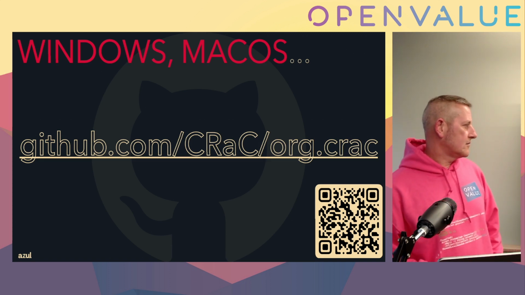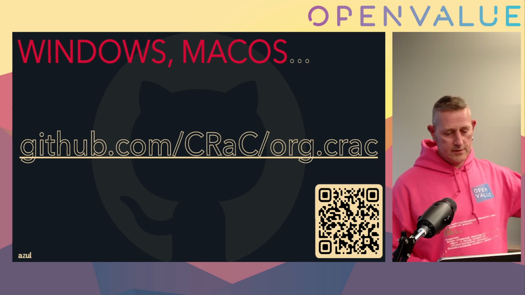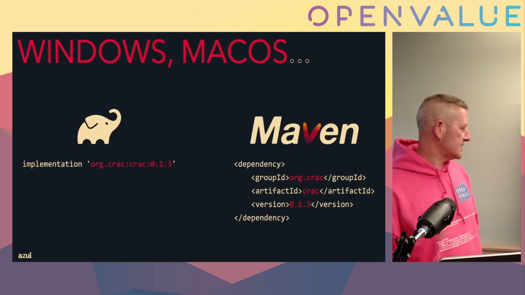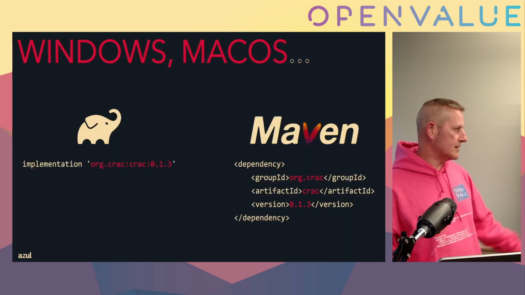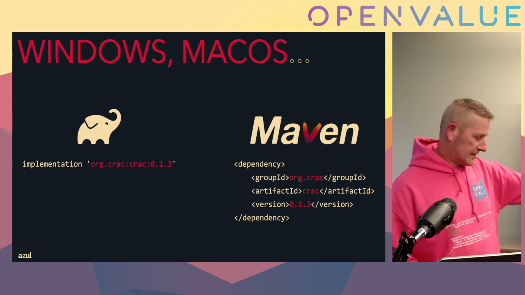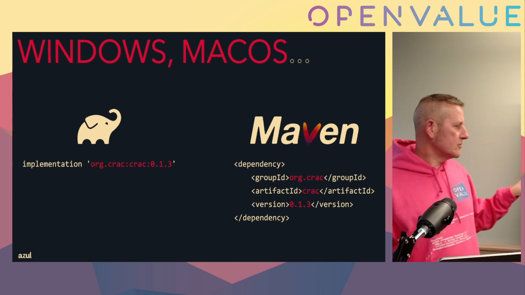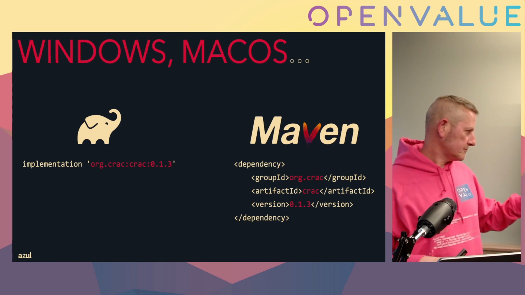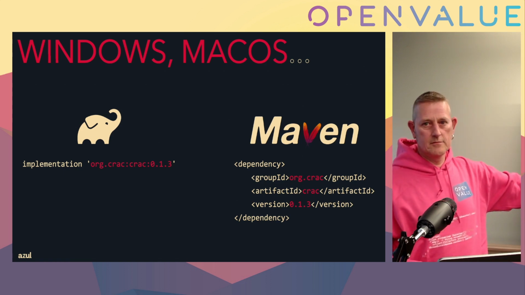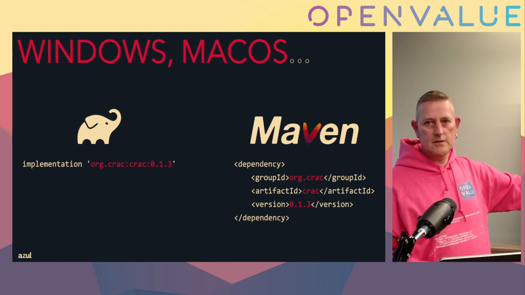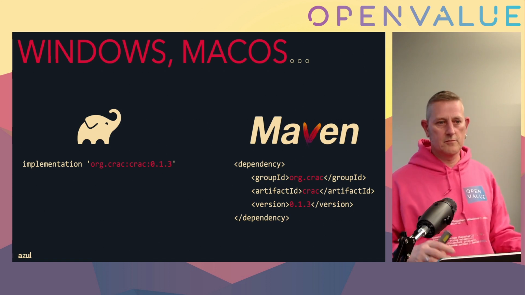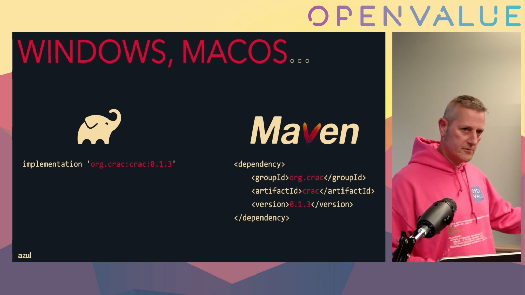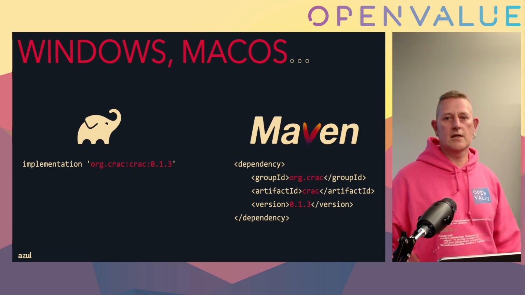github.com CRaC, org.crac. This is a library, and it's also on Maven Central. You can implement it with Gradle or with Maven like this. What we do is we have some kind of a shadow of the API, so you code against that library. The library will figure out if the JVM supports CRaC or not. If it supports CRaC, it will make use of it. If not, it will do nothing.